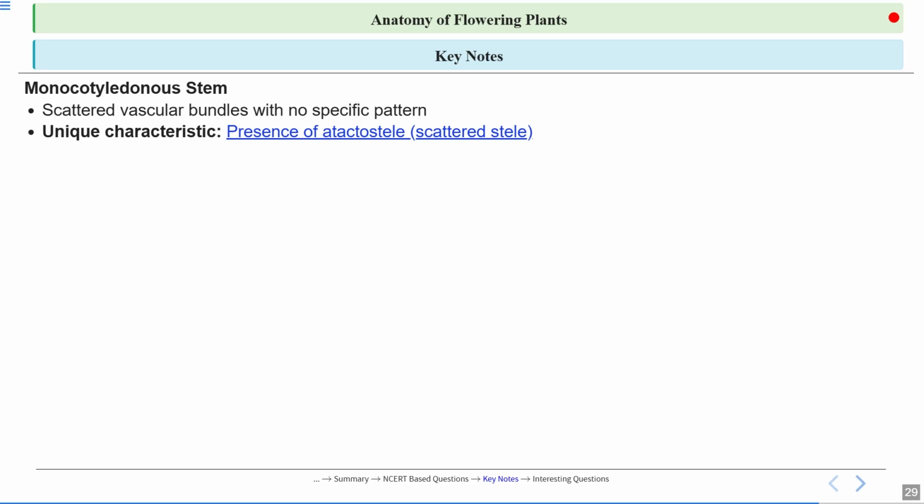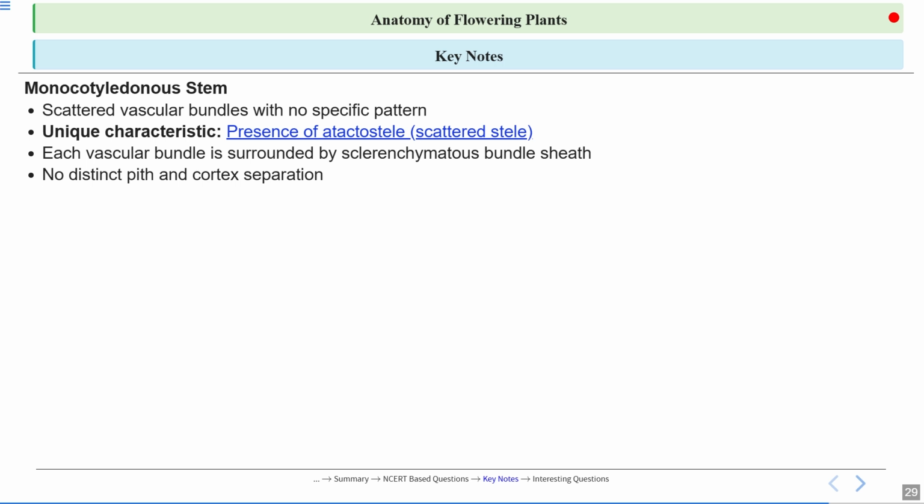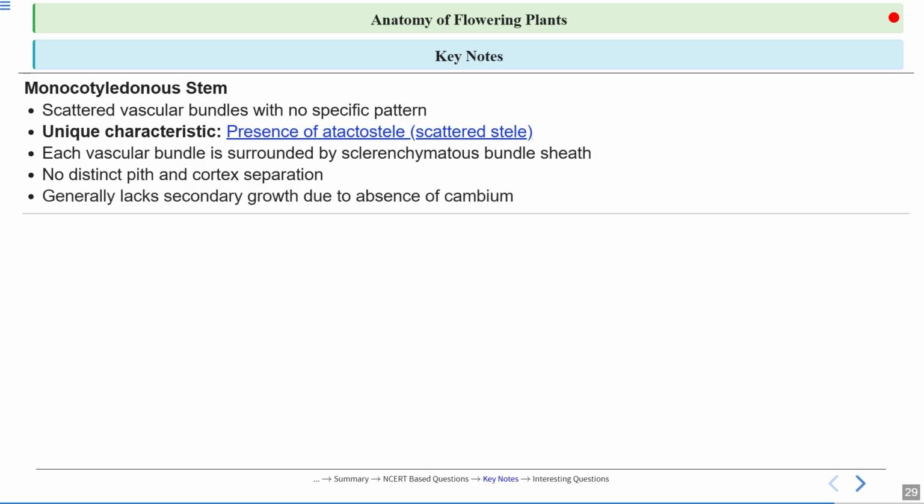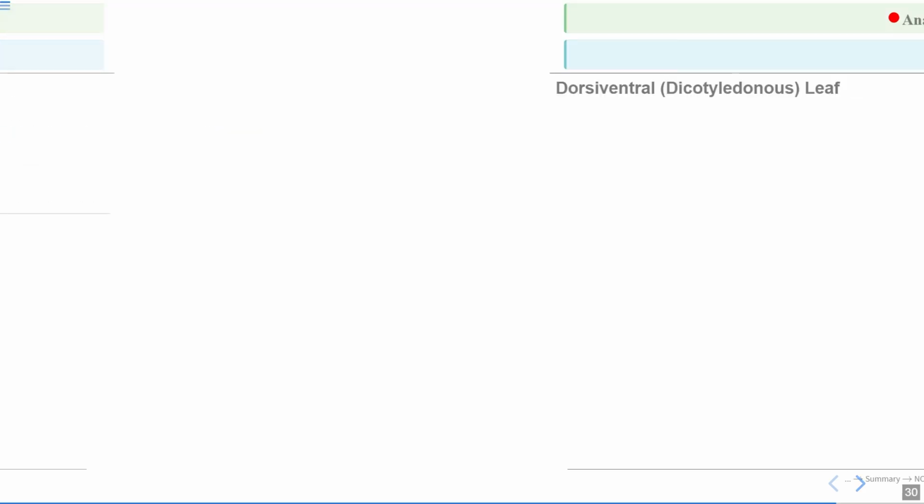Unique characteristic: presence of atactostele, scattered stele, meaning scattered vascular bundles. Each vascular bundle is surrounded by a sclerenchymatous bundle sheath. This is very important for the protection of the bundle. There is no distinct pith and cortex separation here, and it generally lacks secondary growth due to the absence of cambium.